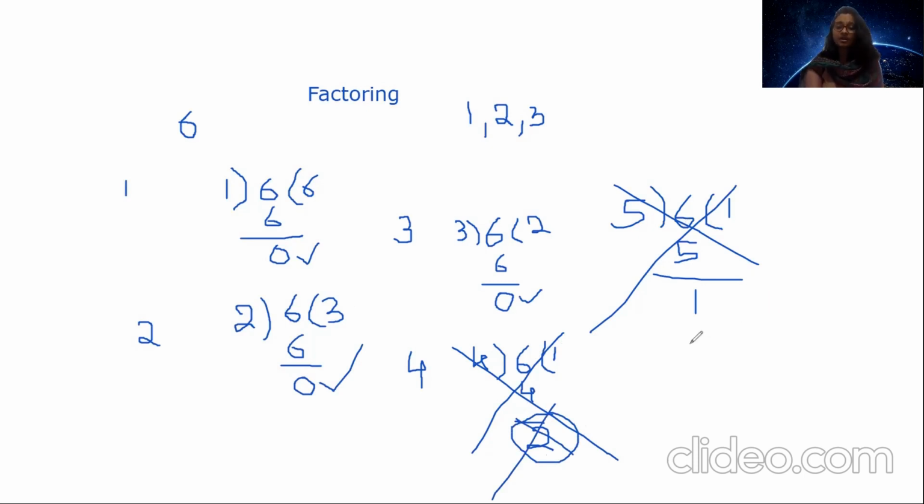Now the last number, which is 6. 6 divided by 6. Yes, 6 can be divided by 1, right? So 6 ones are 6 and the remainder is 0. So yes, 6 is also a factor of 6. Done. All of you have understood.